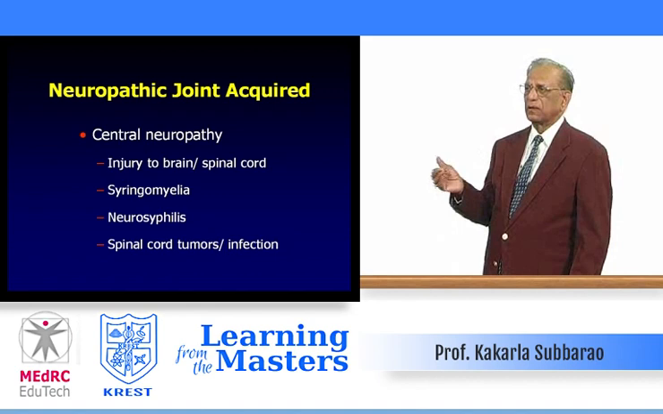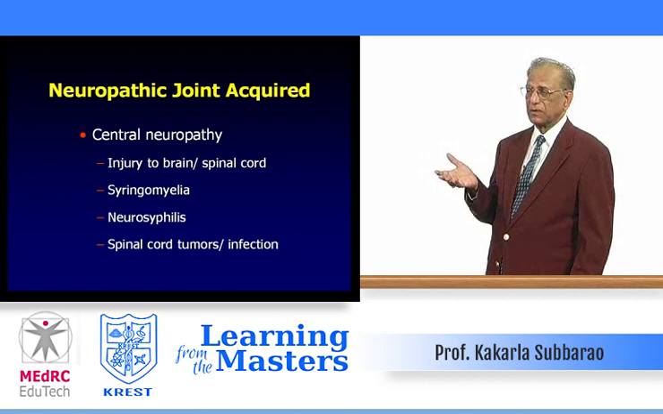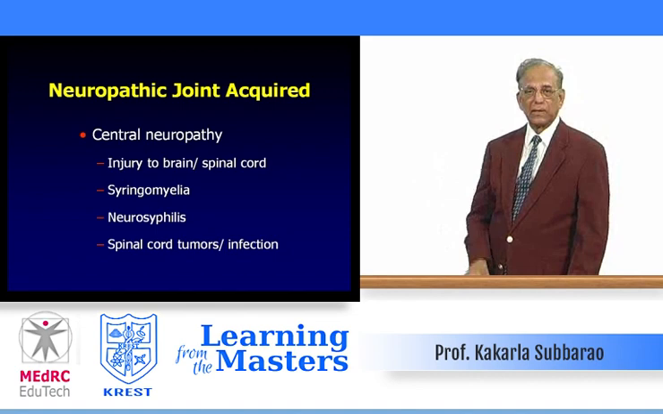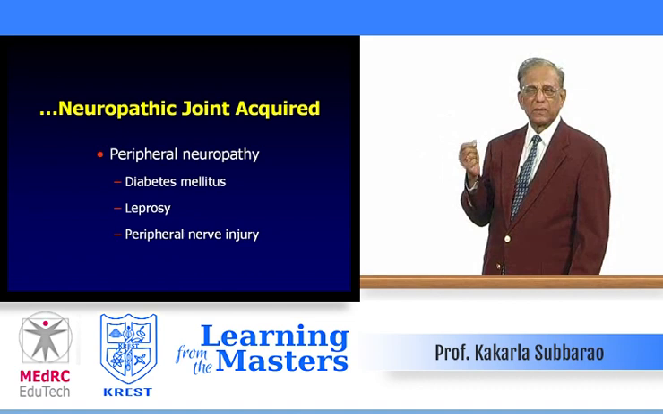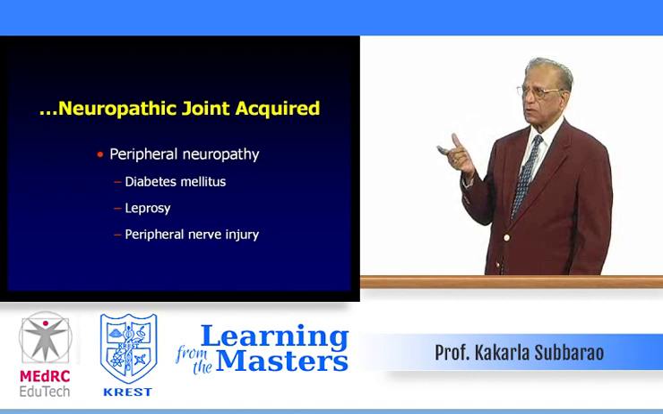Neuropathic joint: acquired central neuropathy, such as injury to the brain, spinal cord, syringomyelia, neurosyphilis, spinal cord tumors, infections, myelitis, peripheral neuropathy, diabetes mellitus, leprosy, and occasionally peripheral nerve injury, can also produce that. Toxic causes like fluorosis and lead poisoning in children could produce sclerosis of the articular margins, but not necessarily the joint changes. In fluorosis also, there is diffuse sclerosis of the bones, but in children occasionally you can get rickets.